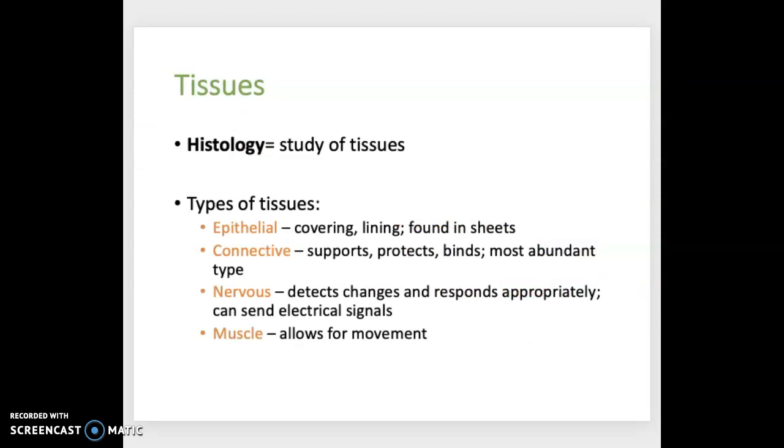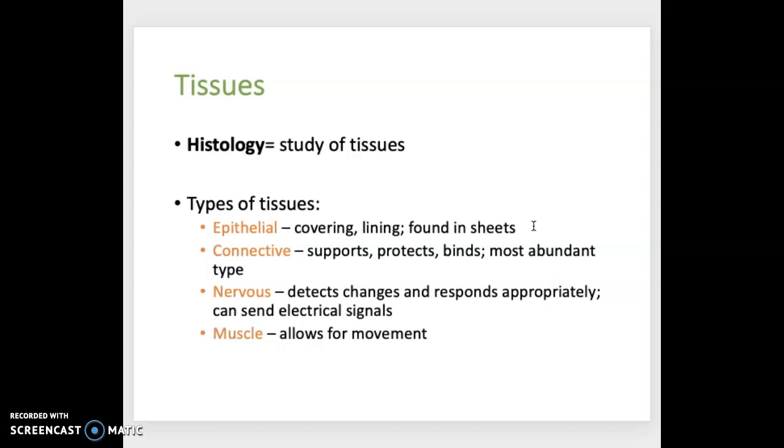A tissue is a group of cells that has a common function. And histology is the study of tissues. There's 4 major tissue types: epithelial tissue, and you can see typically what it does, where it's located. Epithelial tissue forms the covering of your body. So your skin is an epithelial tissue.